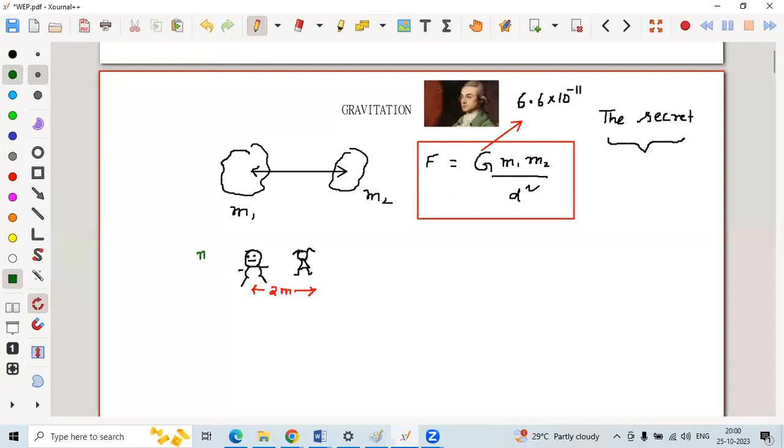Let us say its mass is 20 kg. What am I saying now? Two people having mass 20 kg, separated by a distance of 2 meters, will a force of attraction act between them or not? Is the question. Will it act or not?